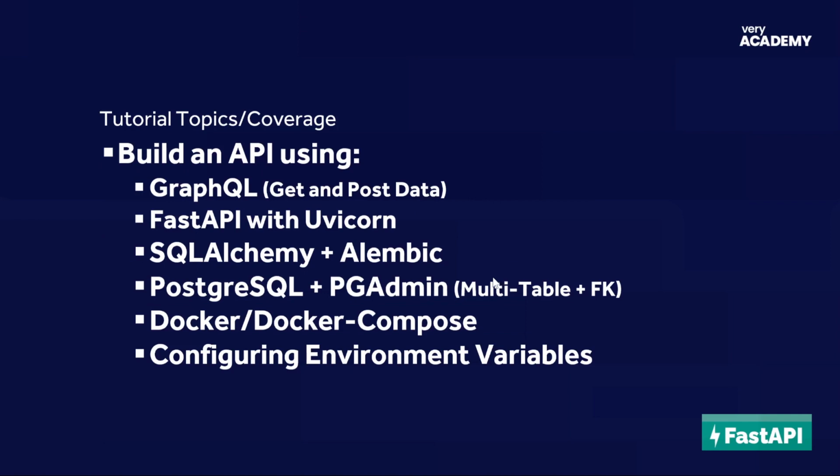Now, we are using other associated technologies. So here we're going to use GraphQL to create a method of getting and posting data through our API and saving it to our database. We are going to be utilizing FastAPI with Uvicorn as our server. And we go through the process again of setting up SQLAlchemy and Alembic so that we can migrate our data easily to our Postgres database. In addition to that, we'll go through the Docker process again, setting up PostgreSQL, PGAdmin, and our application.